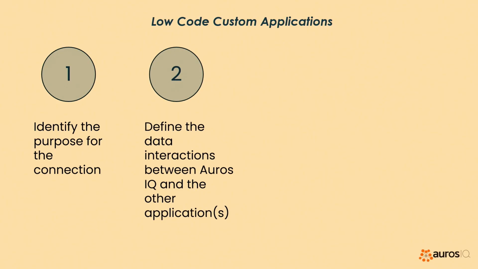If you decide, you know what, we need a connection, then the next thing we want to do is map out what the critical elements are between Auros IQ and the application you want to connect to. That way you know where the data is going from Auros IQ to the secondary application, or from the secondary application to Auros IQ. Not only will it provide more context and understanding for the effort that's needed, but it also provides a mechanism to understand which APIs are going to be needed to make that connection.